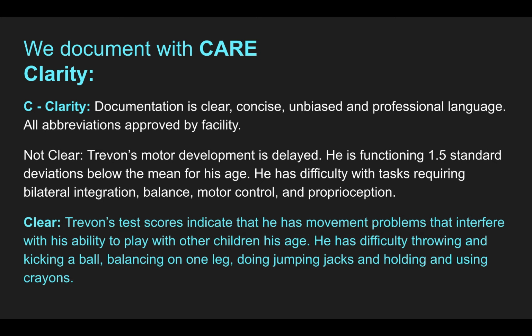But this example is. Trevin's test scores indicate that he has movement problems that interfere with his ability to play with other children his age. He has difficulty throwing and kicking a ball, balancing on one leg, doing jumping jacks, and holding and using crayons. That is much more clear. So the two statements say the same thing, but the one on the bottom has more clarity to it.